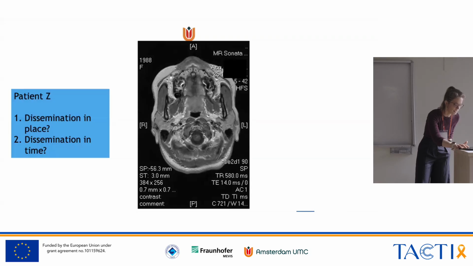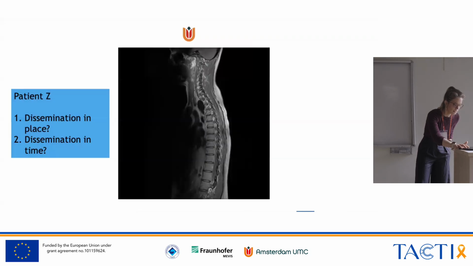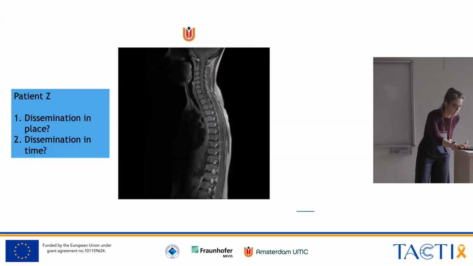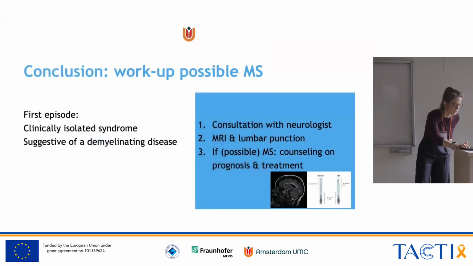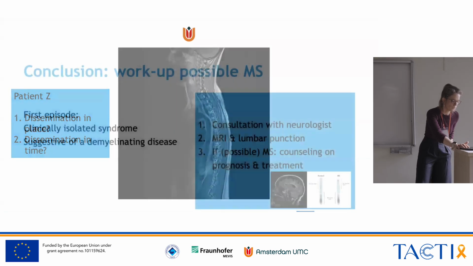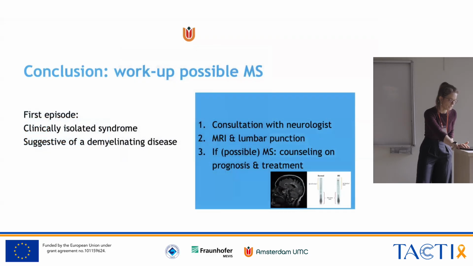And this is the spinal cord scan. And what you see here is that there is a focal lesion. It's one segment and it's a little bit on the periphery. So that is an extra criterion for dissemination in place, because we now also have a spinal cord lesion.